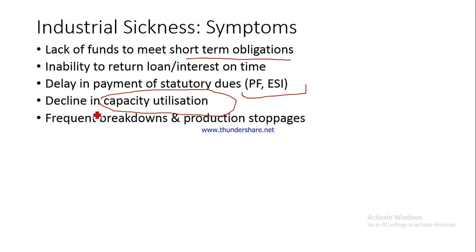Then again, there would be frequent breakdowns and production stoppages. There would be frequent breakdowns. Now, why is this happening? Please understand. Frequent breakdowns means the machinery is not being taken care of.